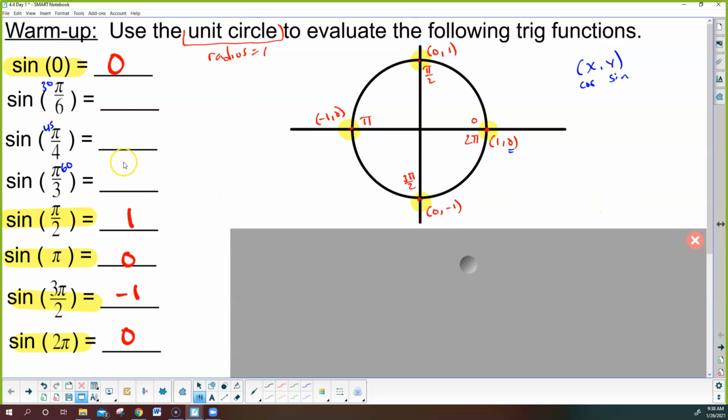Okay, so these pieces here, how do we do this without a calculator? Well, that's where the unit circle comes in. So think about what a 30-degree reference angle would look like. I would draw that about right here. And then this would be the 30 degrees or pi over 6.